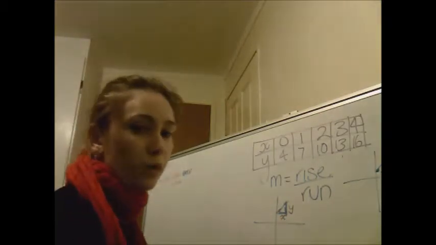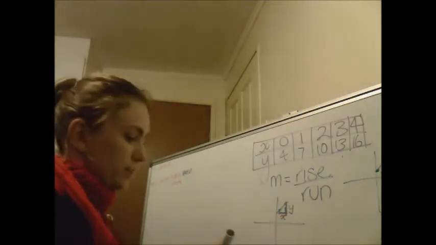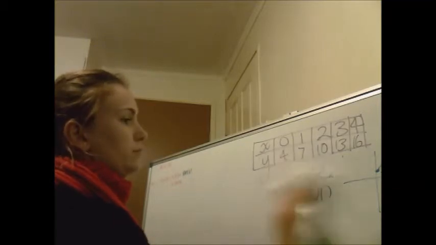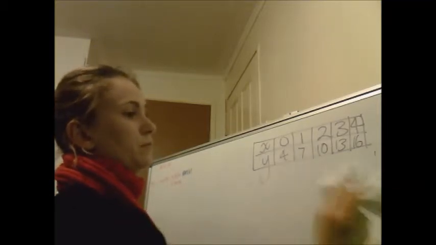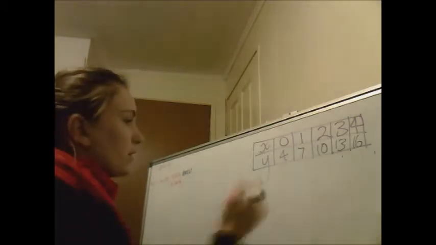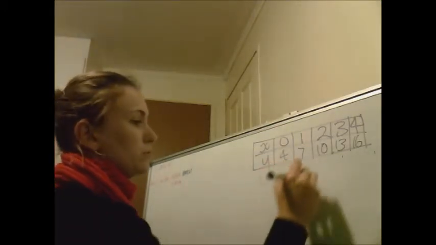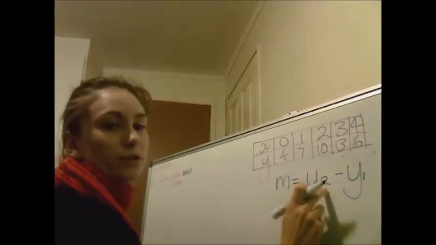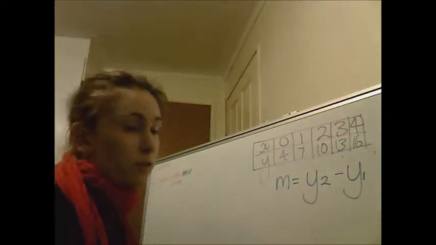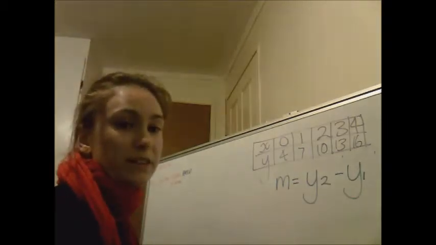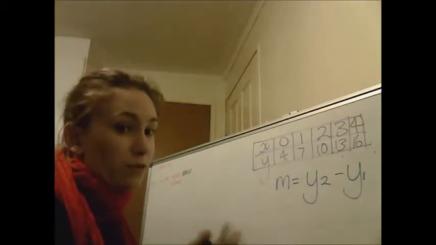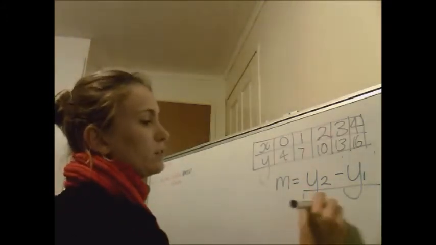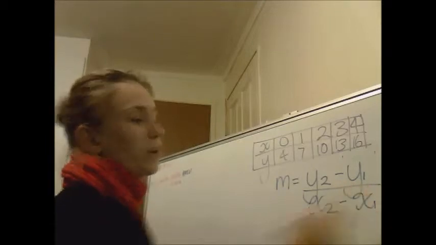If we have 2 points, our rise over run just looks like this: m equals y2 take y1. So y2 represents just the y value in our second point. Our y1 represents the y value in our first point that we've chosen, over x2 take x1.